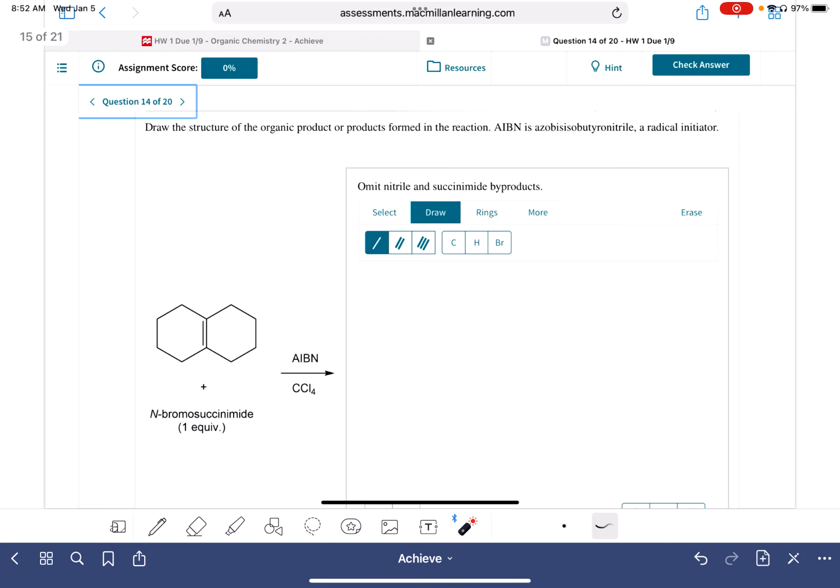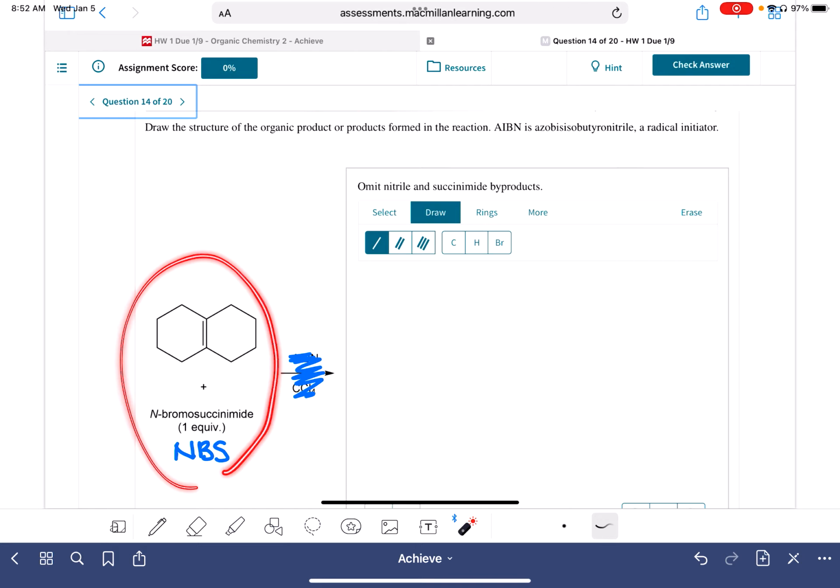Next, we have another NBS bromination. So down here, this N-bromosuccinimide, this is NBS. It's telling you up here AIBN, azobisisobutyronitrile. This is an initiator. So this is just like peroxides or like heat. We don't need to pay attention to that. That's just going to distract us. We're just going to be drawing the structure of the one product of bromination of this molecule right here.